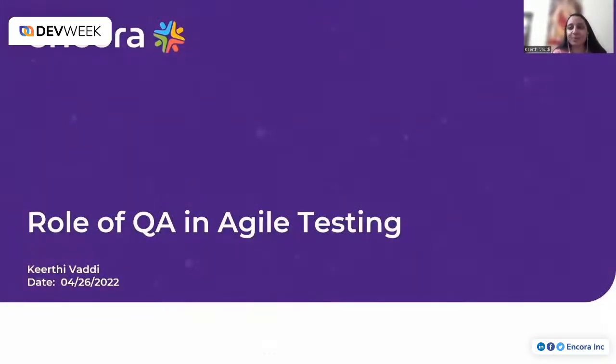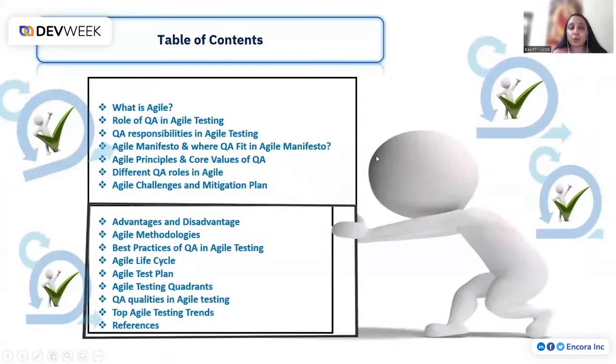Hello everyone. Today my topic is the role of QA in agile testing. Most of you are already aware of what agile is, but I want to show the importance of QA in agile testing, which gives us an overall view of why QA is important. Let's get into the session. Today we are going to discuss all these different contents in this particular session, and we'll talk about each of these topics in further slides.